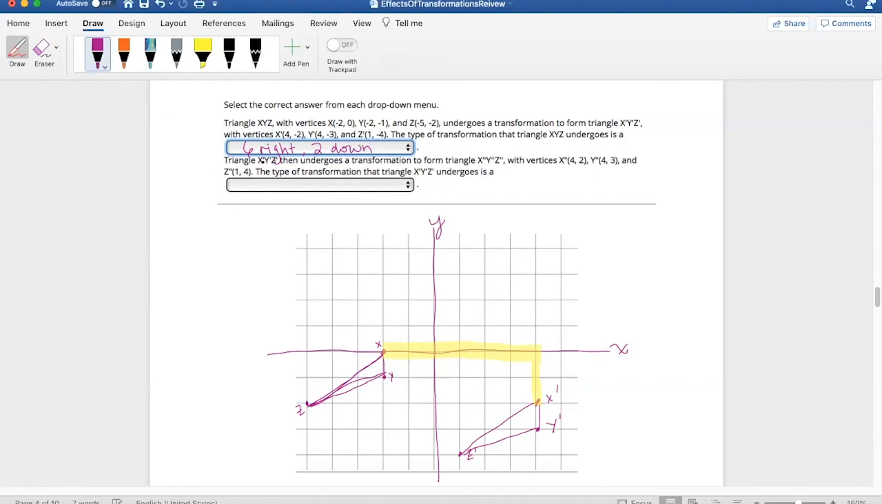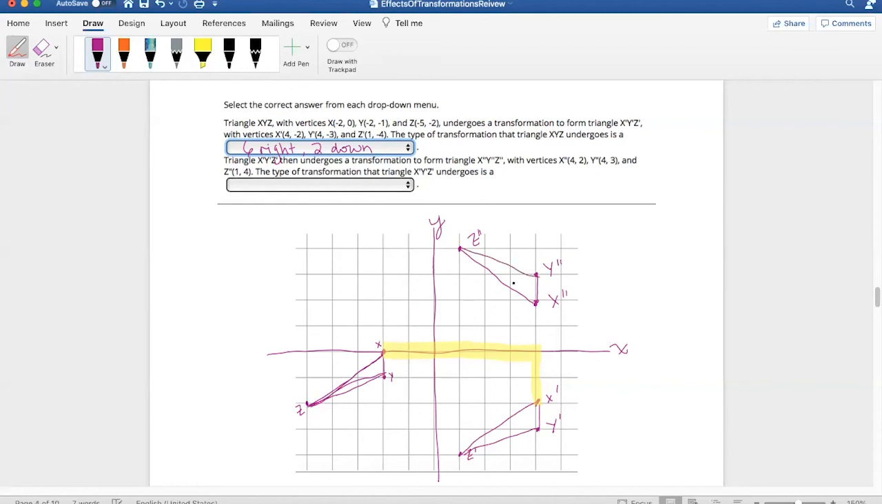All right, and then it says this triangle, we now take it and undergo another transformation to form the double prime. These vertices end up at 4, 2. So 4, 2 would be our X double prime. 4, 3 is our Y double prime. And Z double prime ends up there. And now do my best to make this somewhat straight.